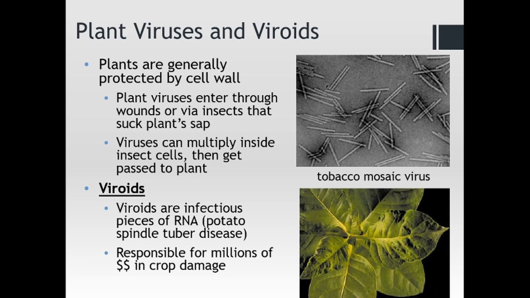Potato spindle tuber disease is the number one viroid plant disease. These viroids are responsible for millions of dollars in crop damage every year. You can see the leaves there of tobacco mosaic. I'm sorry, that's tobacco mosaic virus causing that mottled appearance to the leaves, which then interferes with photosynthesis, making them incapable of producing their carbohydrates, and then they'll die off slowly.